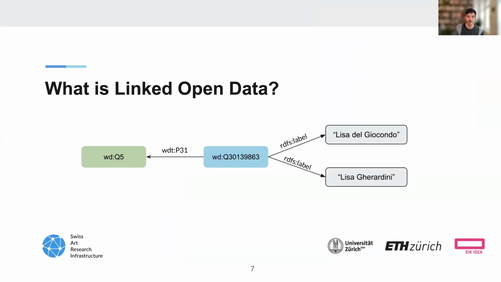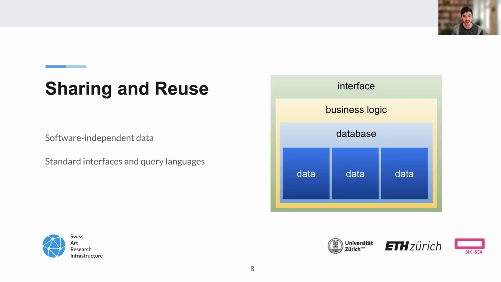And we can connect several triples to form a graph. And this is basically what we nowadays also call a knowledge graph. Very briefly, linked open data. And why do we want to use that? For me personally, there are some good reasons. The first is to make data truly shareable and reusable.